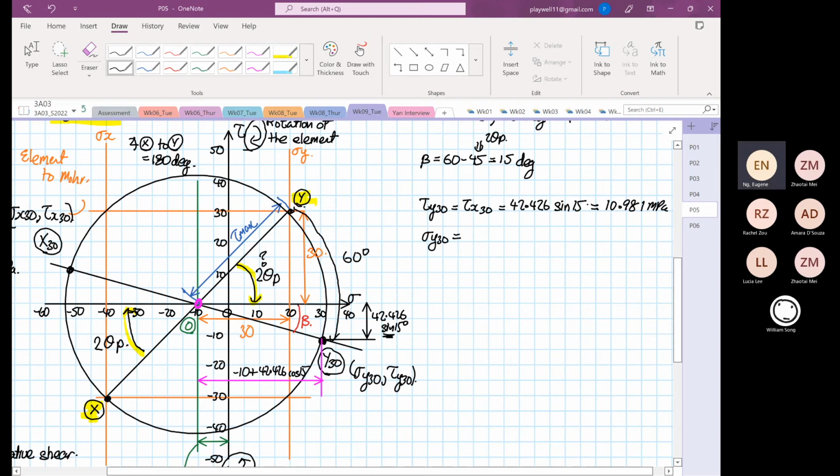will be equal to minus 10, right? Because the stress average is on the left hand side of Y30, you have to plus 42.426 cos 15. Okay, so it's minus 10 plus cos 15 times 42.426, which is 40.98. So this is equal to minus 10 plus 40.98, which is 30.98.